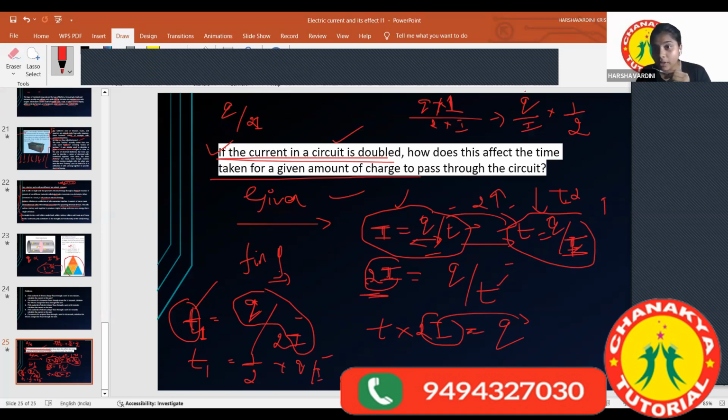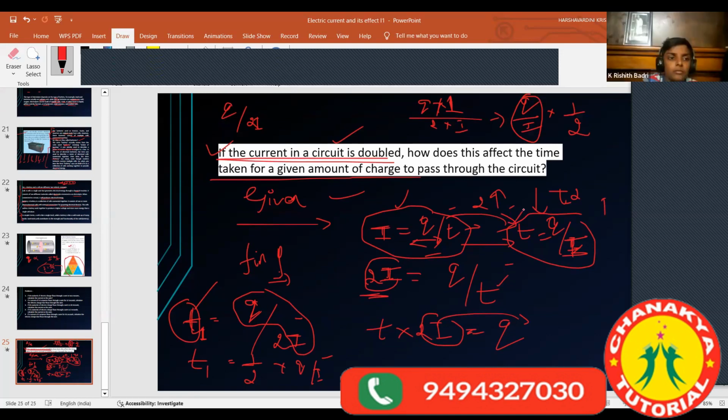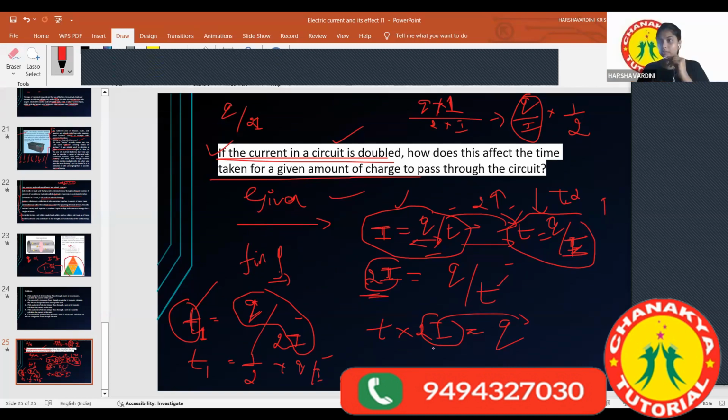Now, in the place of Q by I, I'm substituting T. Can I substitute? Yes, ma'am. Adrit, are you not understanding? Ma'am, I'm understanding. Okay. So T1 is equal to 1 by 2 will remain the same. Instead of Q by I, I'm substituting T, and I am naming this T as T2, so you don't get confused with 2 T's. So T1 is equal to T2 by 2. Hence proved, right? The time is getting decreased by 2 times.